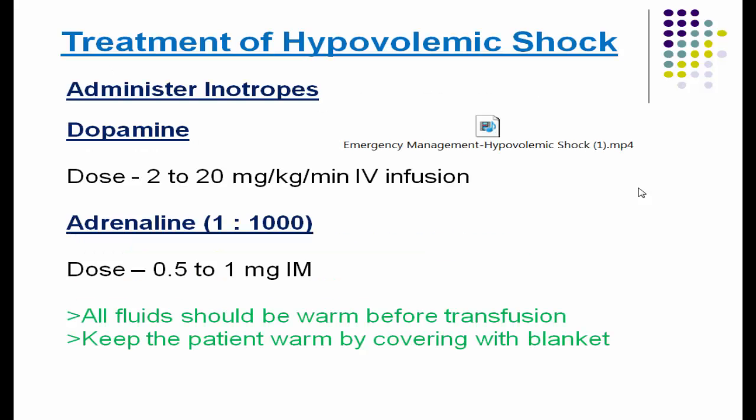Treatment of hypovolemic shock. Now, the administration of inotropes such as dopamine, dose 2 to 20 mcg per kg per minute IV infusion. Adrenaline 1:1000, dose 0.5 to 1 mg IM. Here we should remember all fluids should be warm before transfusion. Keep the patient warm by covering with blanket.